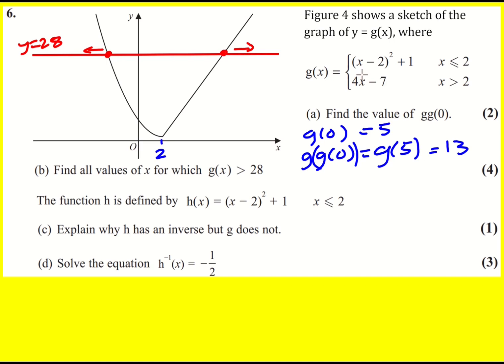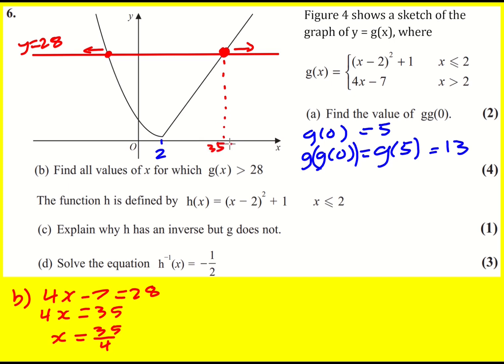So I'll first of all deal with the 4x minus 7, because that's slightly easier. I'm going to set 4x minus 7 equal to 28. That's going to be this point here on the right. So 4x is 35, x is 35 over 4. And then I want this point here. For that, I should just say that this is for x greater than 2, and we're okay with that. And now I've got x is less than or equal to 2.